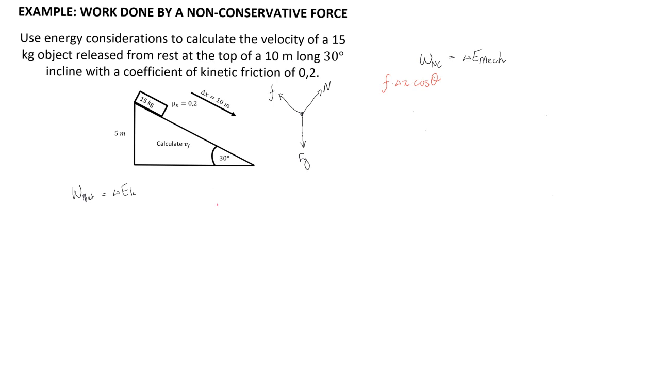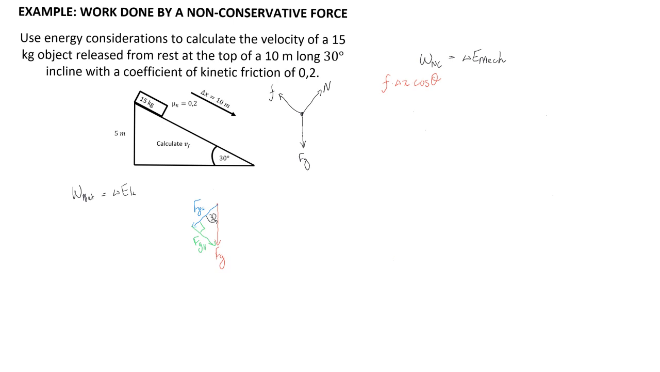In order to calculate this, we first need to find out what that friction force is. We do that by realizing that the force of gravity acting downward on this object can be resolved into two components, those being Fg perpendicular and Fg parallel, where perpendicular refers to perpendicular to the slope and parallel refers to parallel to the slope.